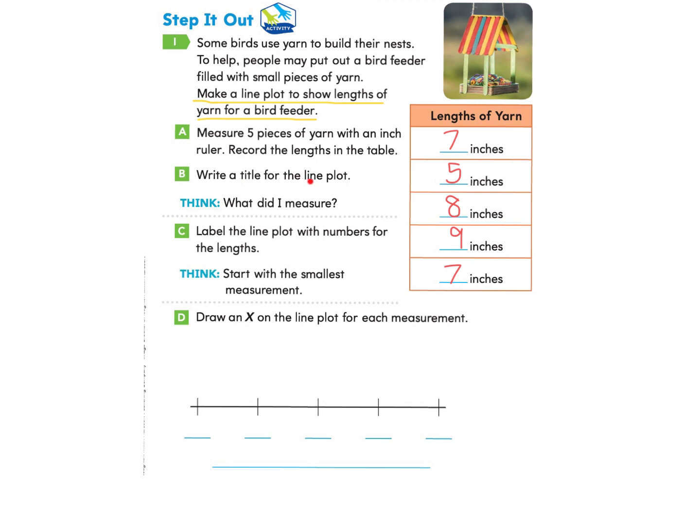Write a title for the line plot. Think, what did I measure? So remember, I gave you a hint last time. What we're looking at is what's the label of the data, which was lengths of yarn. So what did we measure? We measured lengths of yarn. So right here under the line plot, we're going to write the title.